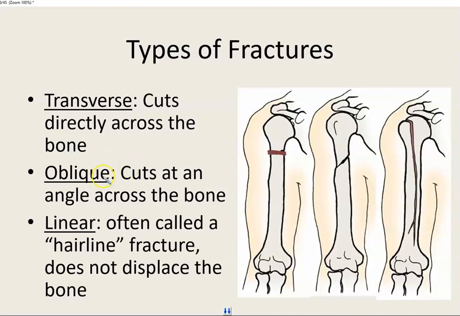Oblique means at an angle. So if it has gone at an angle, that would be an oblique fracture. And I know you've heard of a hairline fracture, so I want to bring that one up. With a hairline fracture, we don't see any movement in the bone. It will go along with the diaphysis. We don't see any movement left or right because it goes parallel with the bone.